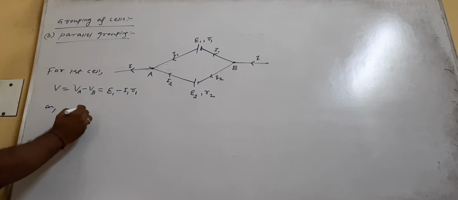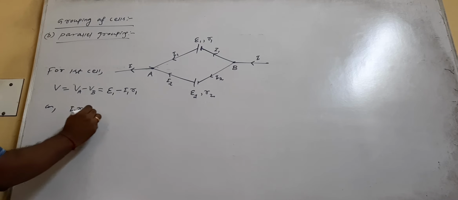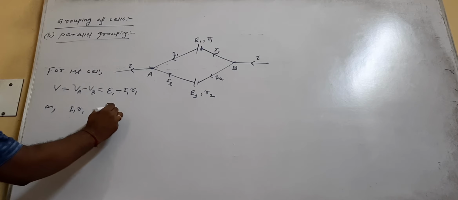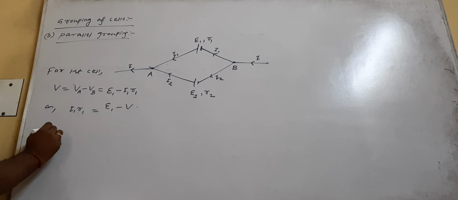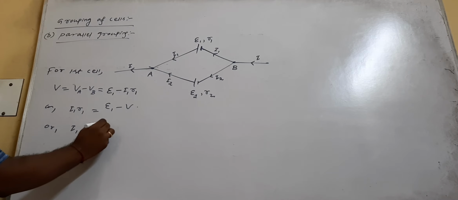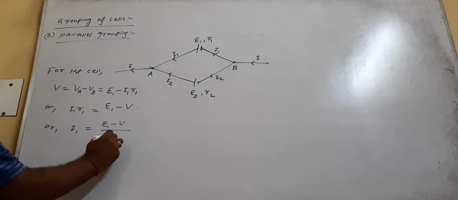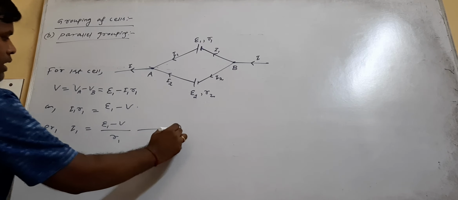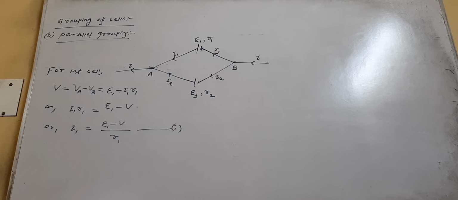Or here we can write I1 R1 is equal to E1 minus V, or I1 is equal to E1 minus V divided by R1. It is your equation 1.